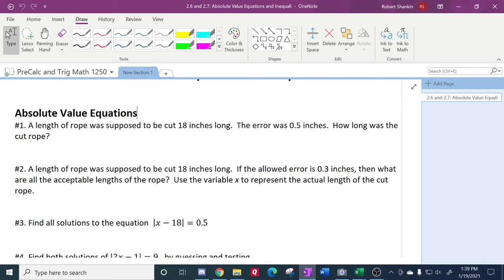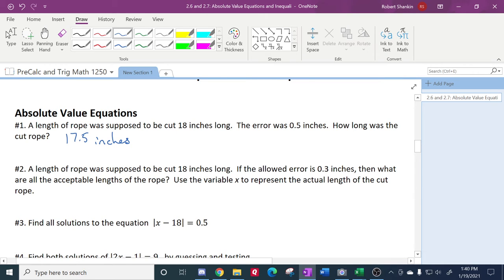Everyone agreed with 17.5. The error was, how long was the cut rope? 17.5 inches. Okay, great. Did anybody come up with any answer besides 17.5?